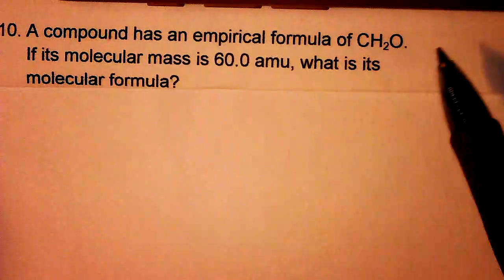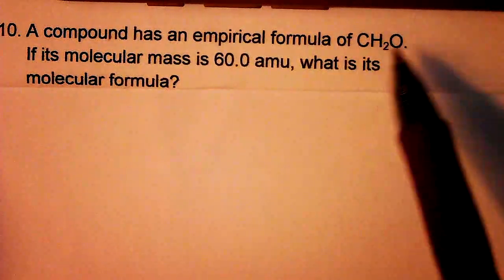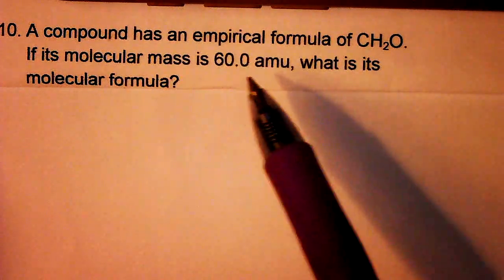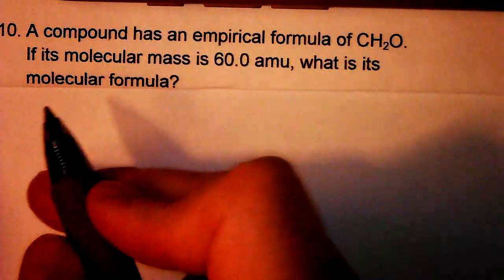So essentially what we're going to do is find the molecular mass of this and then see how it relates to the molecular mass that we're given. If they are equal, great, then our empirical formula is our molecular formula. If not, we're going to see what multiple of it that it comes out to be. So let's step through it together.